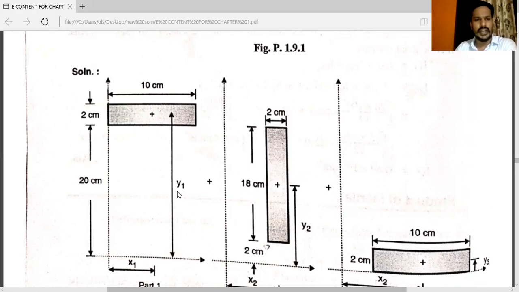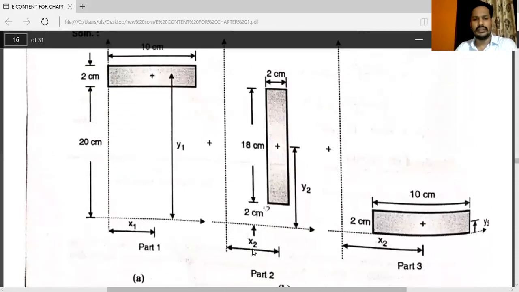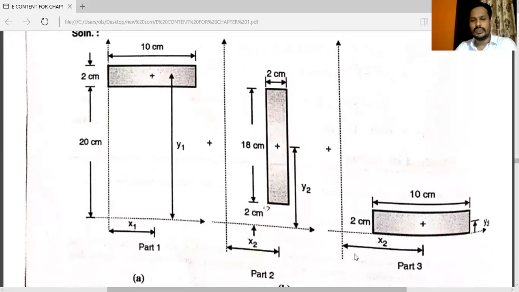For every diagram, you have to calculate x1 and y1 distance. Again, for the second, the distance is given, that is x2 and y2. This one is also x2, x3 and y3. See, this is your x3 distance. That is very important.